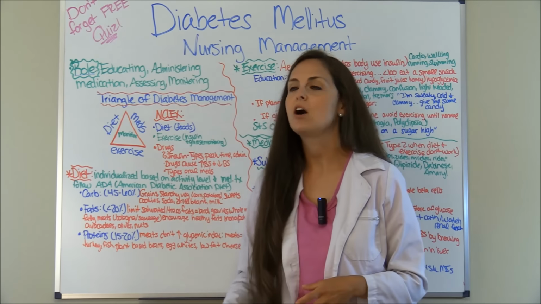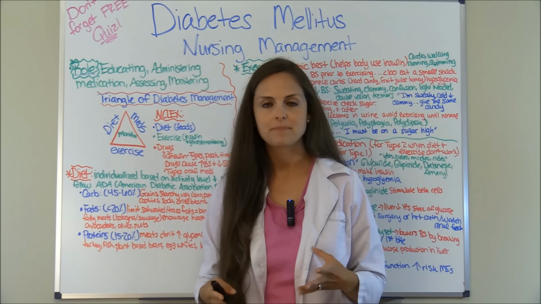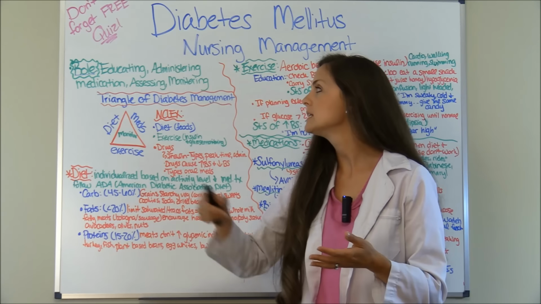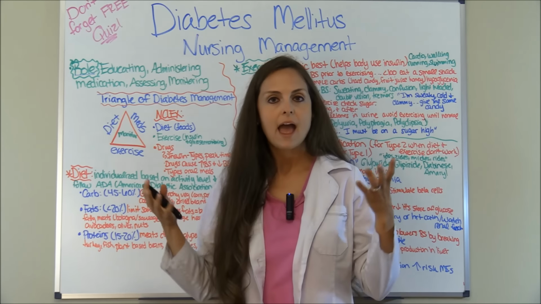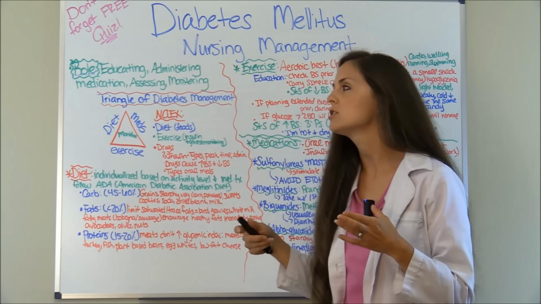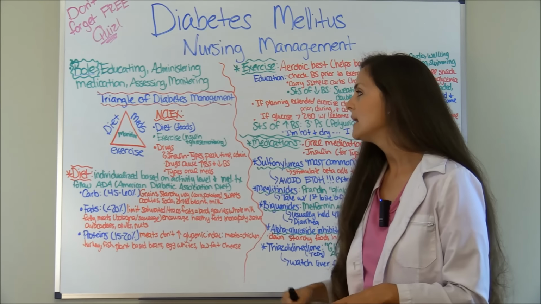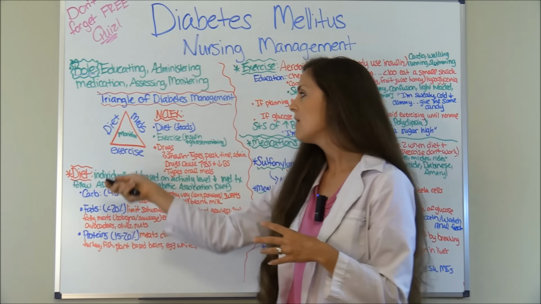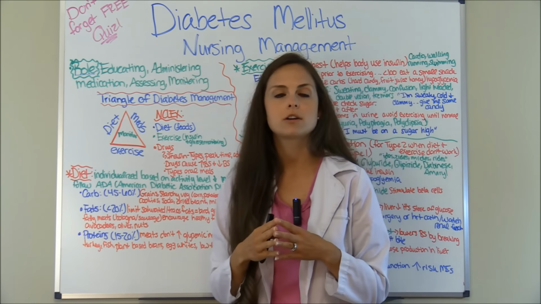First, let's begin by talking about the nurse's role when you're taking care of the diabetic patient. Your role as a nurse is to educate, to administer medications, to assess and monitor them. And the best way to help you learn this and help your patient learn this is to follow the triangle of diabetes management. It's a little triangle, it's continuous because everything works together. You have diet on one side, meds on the other, exercise, and then in the middle you have monitor.